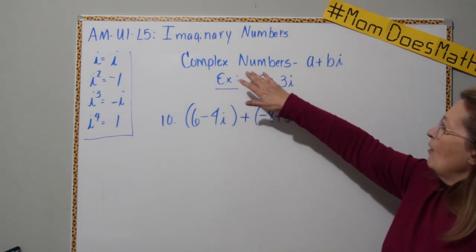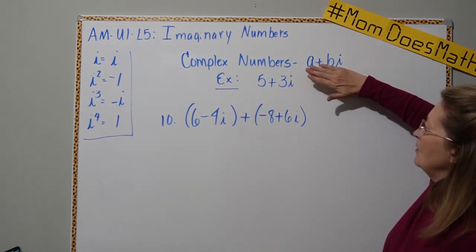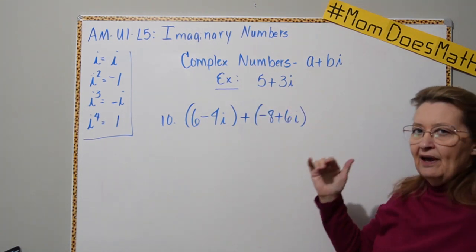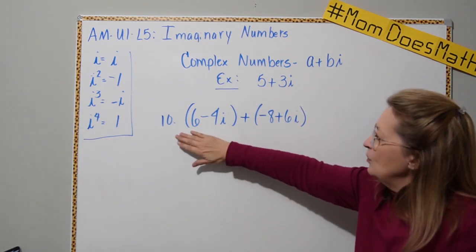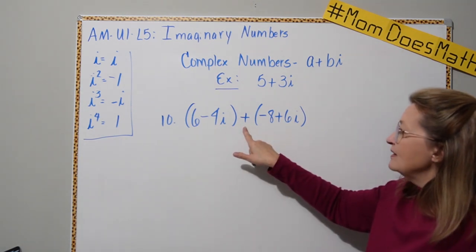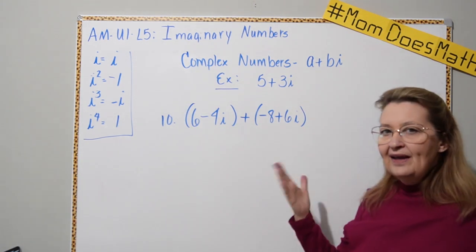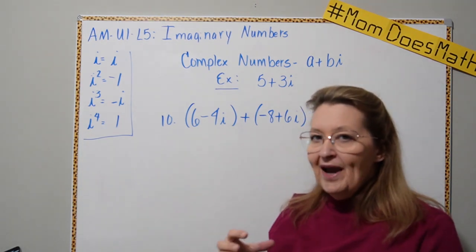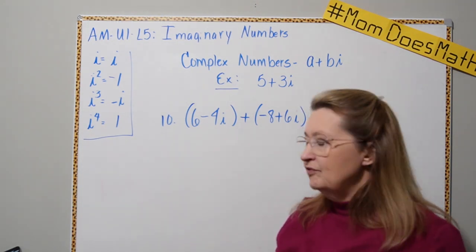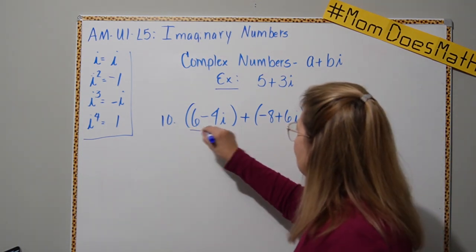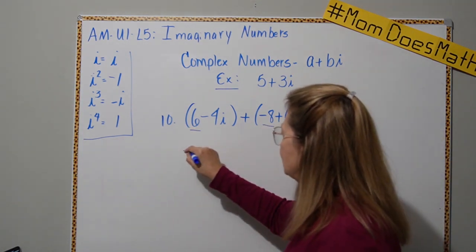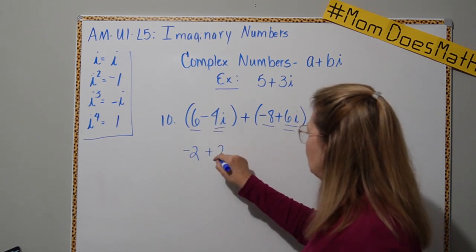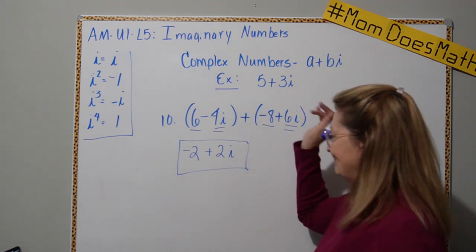So now let's look at complex numbers that take the form a plus bi. An example of a complex number is 5 plus 3i. All right, on number 10, we have 6 minus 4i plus negative 8 plus 6i. And you add these just like you've been adding your variable expressions. If the variable part or the imaginary part matches, then you add the coefficient. So here I'm going to add 6 plus negative 8, which is negative 2, and minus 4 plus 6 would give me plus 2i, and that's it.